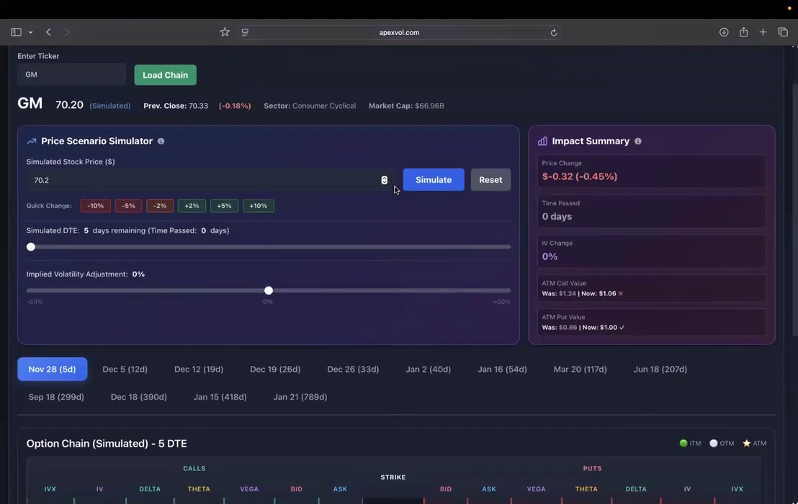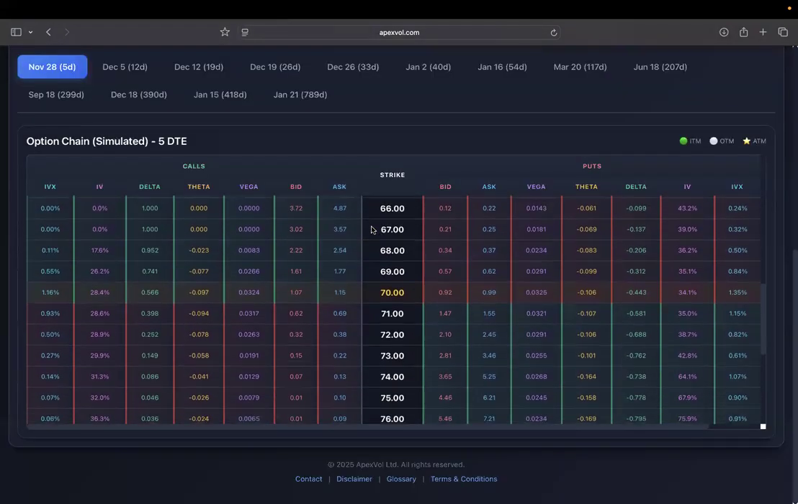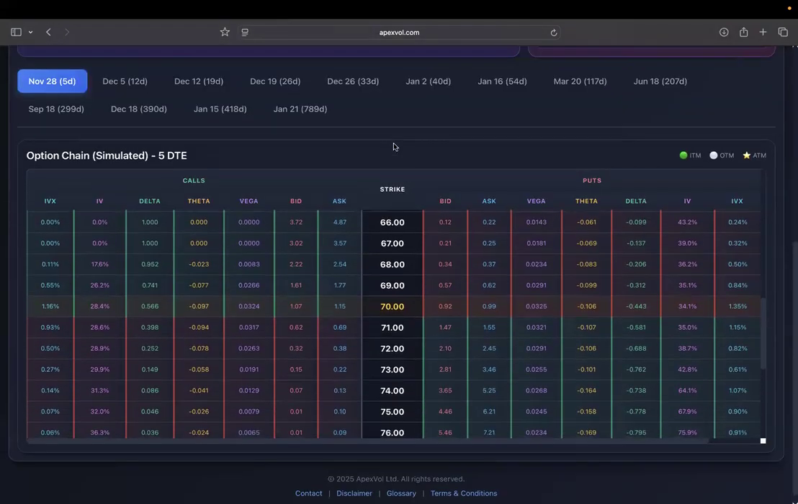And we're going to just do it one more time to 70.30. Okay, now the delta on the calls is a 57. The calls are 107, 115 with a midpoint of 111. The puts are a 44 delta. They are 92, 99 with a midpoint of 94.